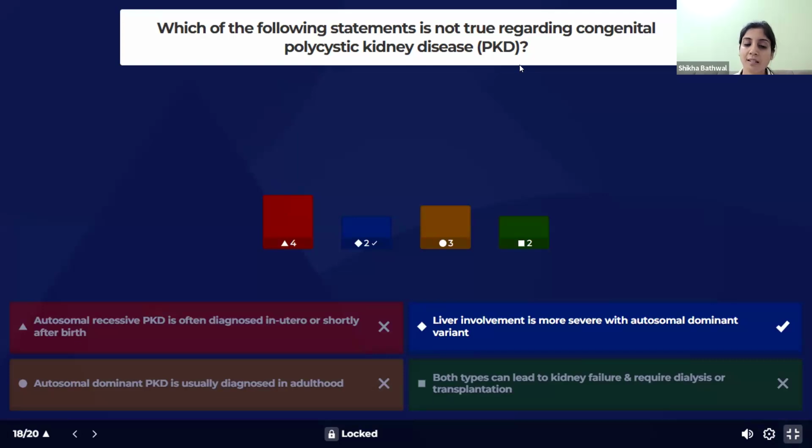So generally, the pattern I've seen is that autosomal recessive type diseases have more severe and earlier involvement, be it von Willebrand or PKD. So in most of the diseases, autosomal recessive have more severe presentation.